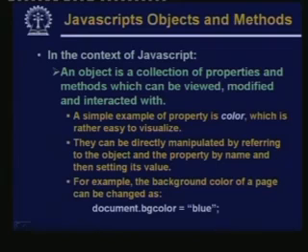There are objects, there are some properties, there are some methods. You can write the methods to implement certain functionality which can access or modify some of the properties of the object, or it can even call the public methods of other objects. So an object is essentially a collection of properties and methods which can be viewed, modified and interacted with.